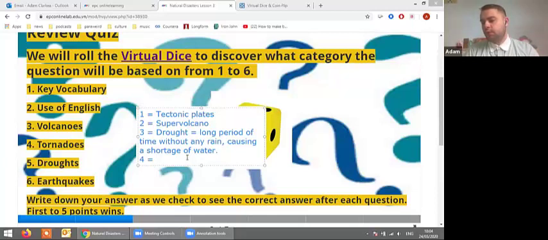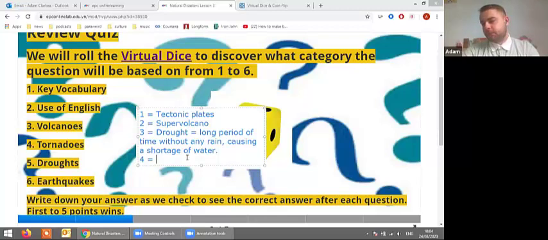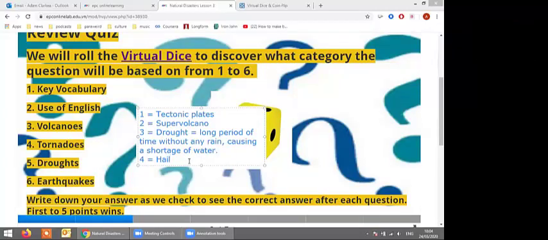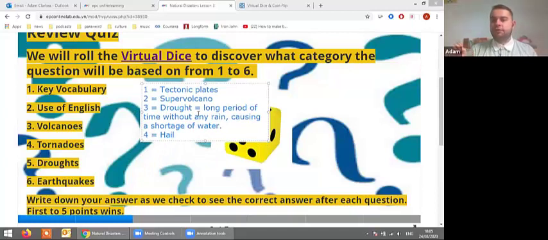Number 4 was what type of rain is caused from a tornado, and the type of rain that was caused was hail. Rain that falls down from the sky during a tornado would have been hail. Good. So let's do another 4 to 5 questions, and then you can also write down your answers.